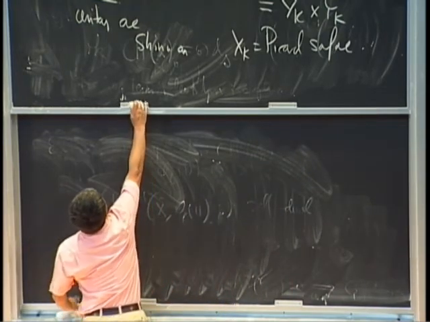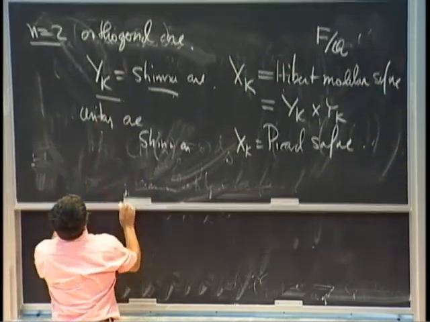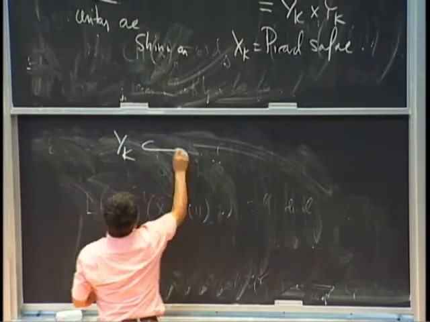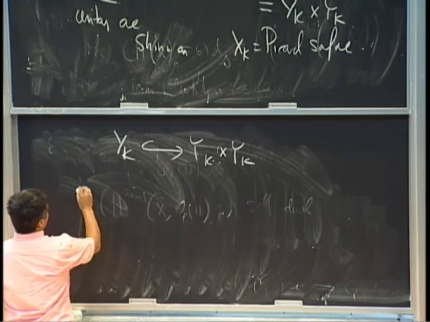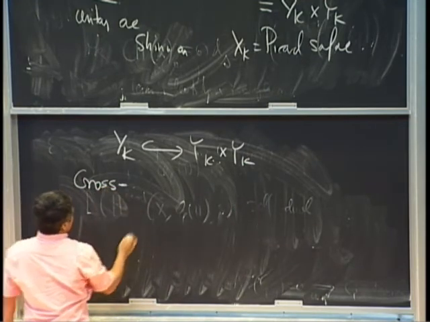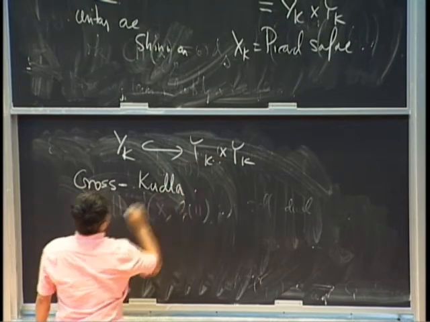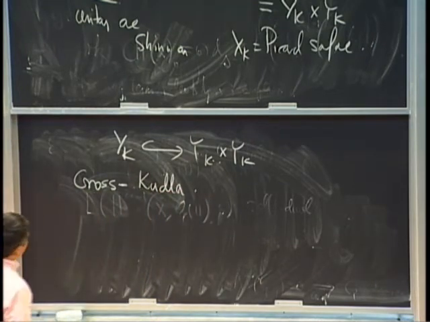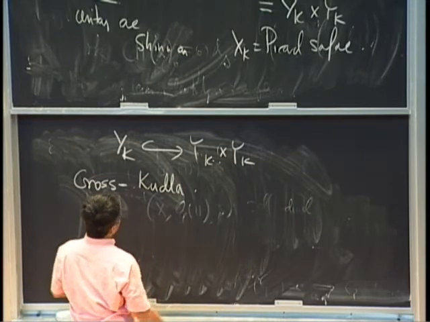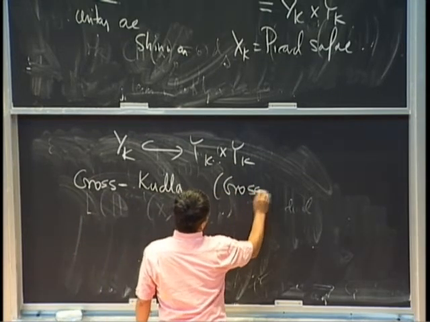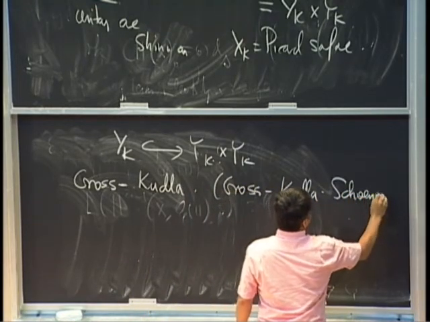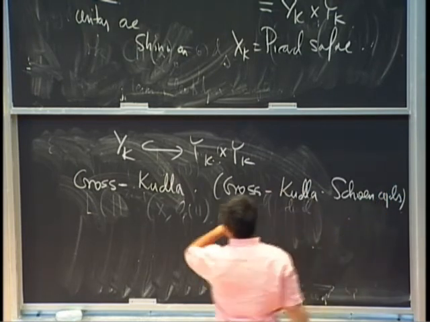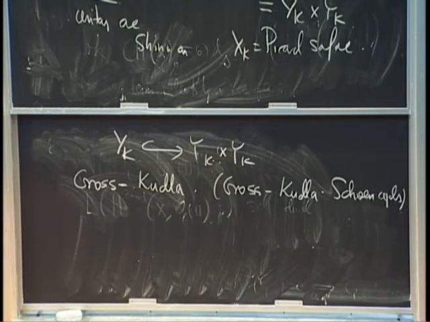In the second situation, Y_K is diagonally embedded inside here, so you get a triple product. In the first case, in this orthogonal case, Y_K cross Y_K has been studied by Gross and Schoen, and the cycle is usually called the Gross-Schoen cycle. Anyway, this is basically the situation there.